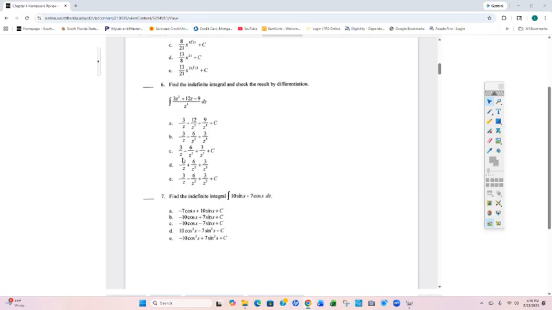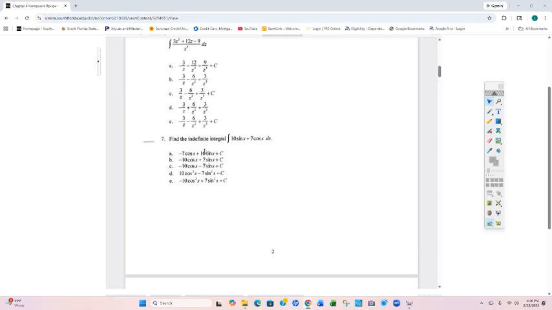Answer C, 3 over z minus 6 over z squared plus 3 over z cubed plus c. Answer D, negative 3 over z plus 6 over z squared plus 3 over z cubed. Answer E, negative 3 over z minus 6 over z squared plus 3 over z cubed plus c. The answer to number 6 is E, and that is from section 4.1.